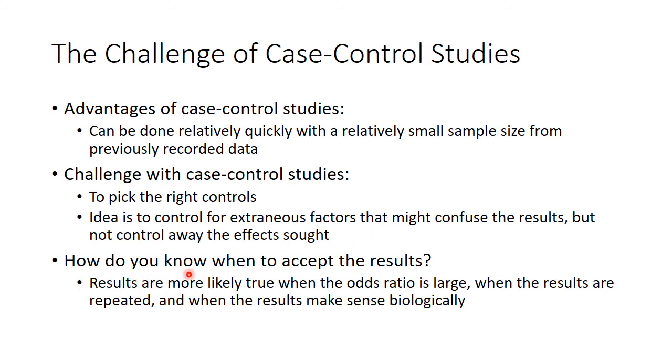And so how do you know when to accept the results? What you find is that the results tend to be more likely to be true when the odds ratio is large, when the results are repeated, so they can do it several times, or when the results make sense biologically. I think most people could understand, if you get a vaccine, less likely to get the disease. That kind of makes sense.